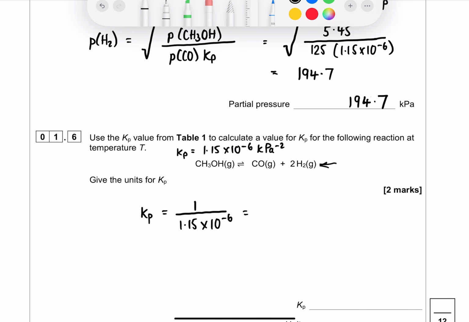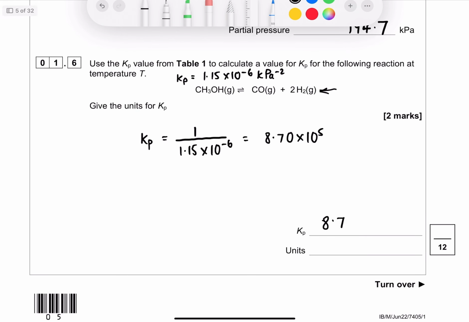We type that into our calculator, it's going to come out as 8.70 times 10 to the 5. And if we flip the units, so we do 1 over kilopascals to the minus 2, then we'll get kilopascals squared.